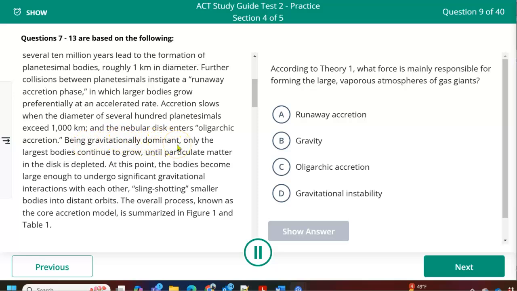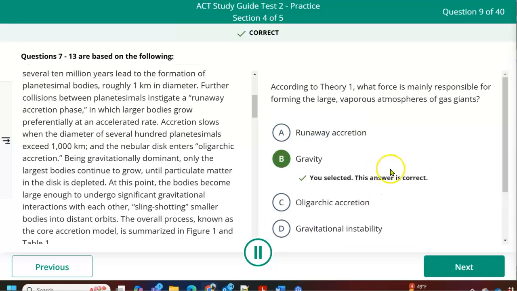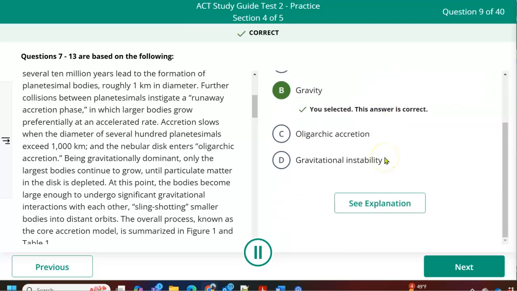Gravitationally dominant. Okay, so the larger bodies continue to grow because they are gravitationally dominant. So what it sounds like is that what we want is gravity. All right. I don't really like that question. It kind of relies a little bit too much on wordplay, but okay. Next.